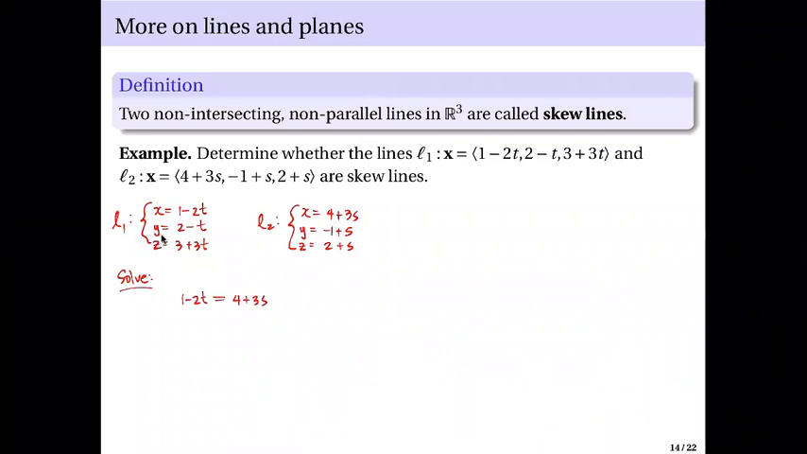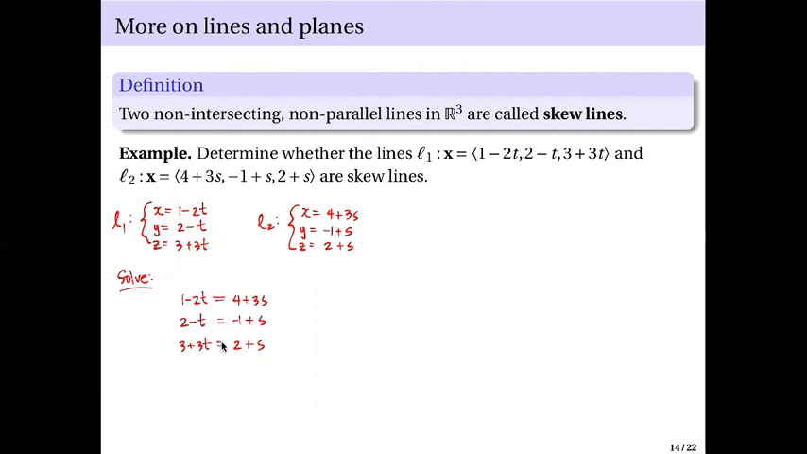And then also, we equate the y's. 2 minus t is equal to minus 1 plus s. And also, we equate the z's. 3 plus 3t equals 2 plus s. So we don't want to find a solution, meaning this system must not have a solution in order to conclude that L1 and L2 are not intersecting.